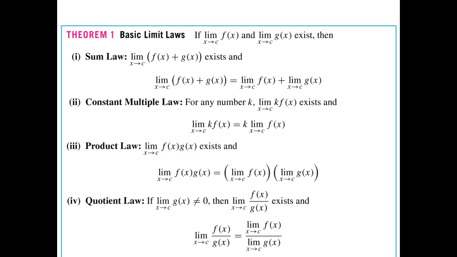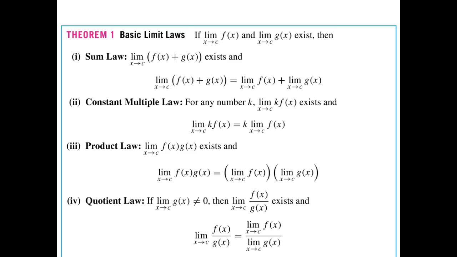So, if these two functions have limits as x approaches c, then the sum of the functions also has a limit, and that limit is the sum of those two limits themselves. The limit of the sum of two functions is the sum of the limits of those two functions if both of those limits exist. Now, constant multiple law for any number k. This is a real number k. I'm not going to get into complex now, though it'll probably still work, so let's leave it to real numbers.